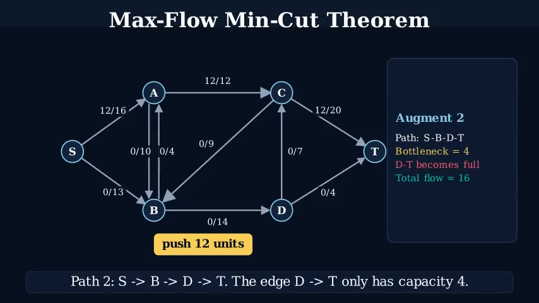Next, use the path S to B to D to T. Its capacities still available are 13, 14, and 4. The limiting edge is D to T, with capacity 4, so we push 4 more units. The total flow rises to 16.